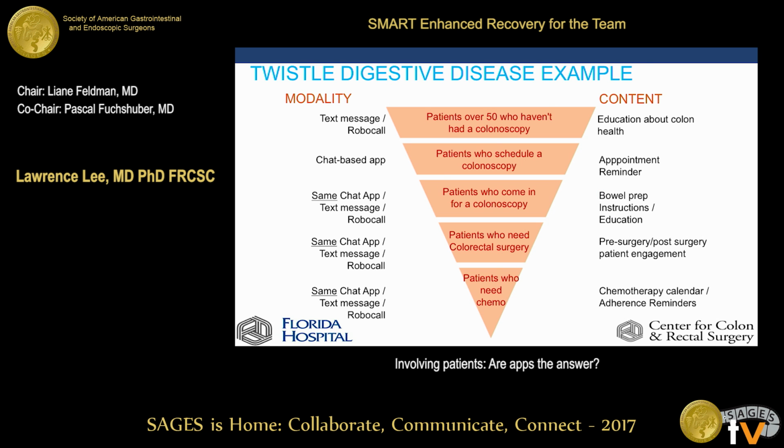This is an example of what we're using TWISTLE for. For someone with some type of digestive disease, if you have patients who haven't had a colonoscopy, it gives them some sort of robocall or text message, and it gives them a link or displays information on their app about education of colon health. You go all the way down to patients who need chemotherapy. Again, mobile reminders within the app, or the app itself will call the patient to remind them to go to their chemotherapy, and the reasons why they need to go.